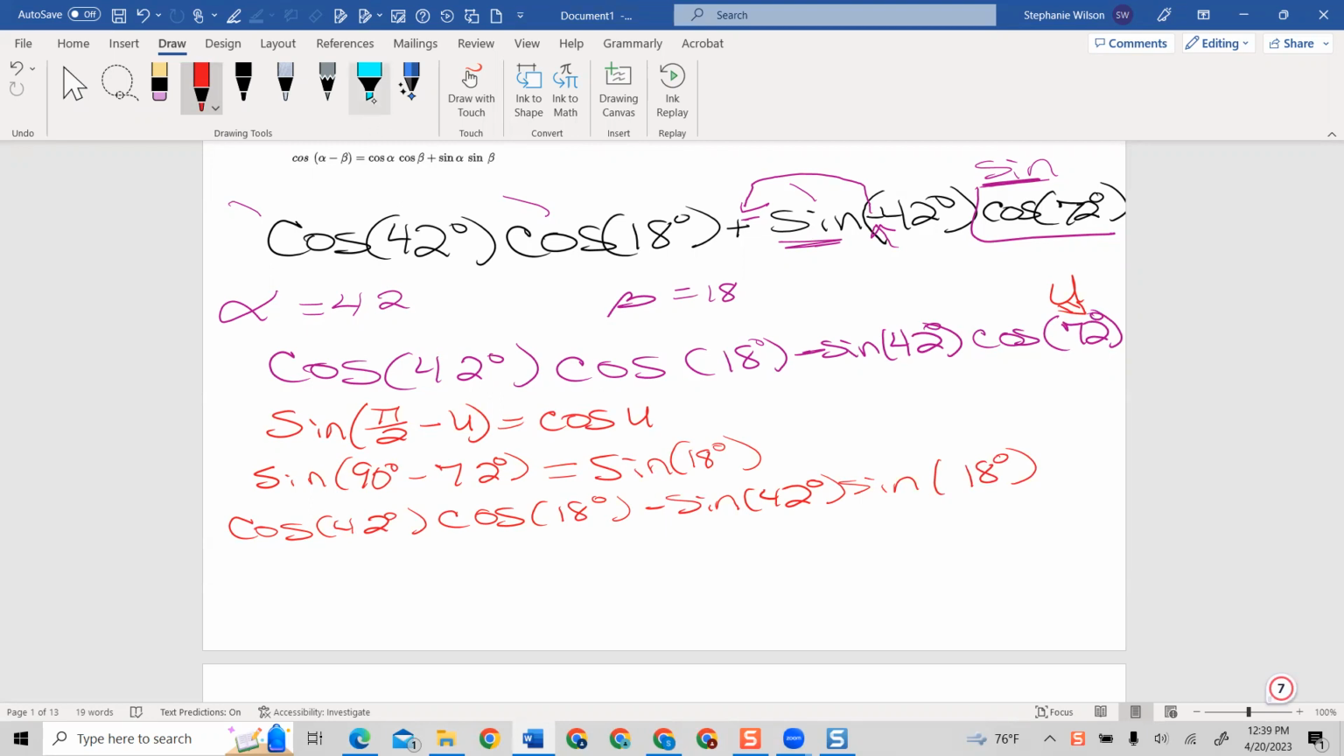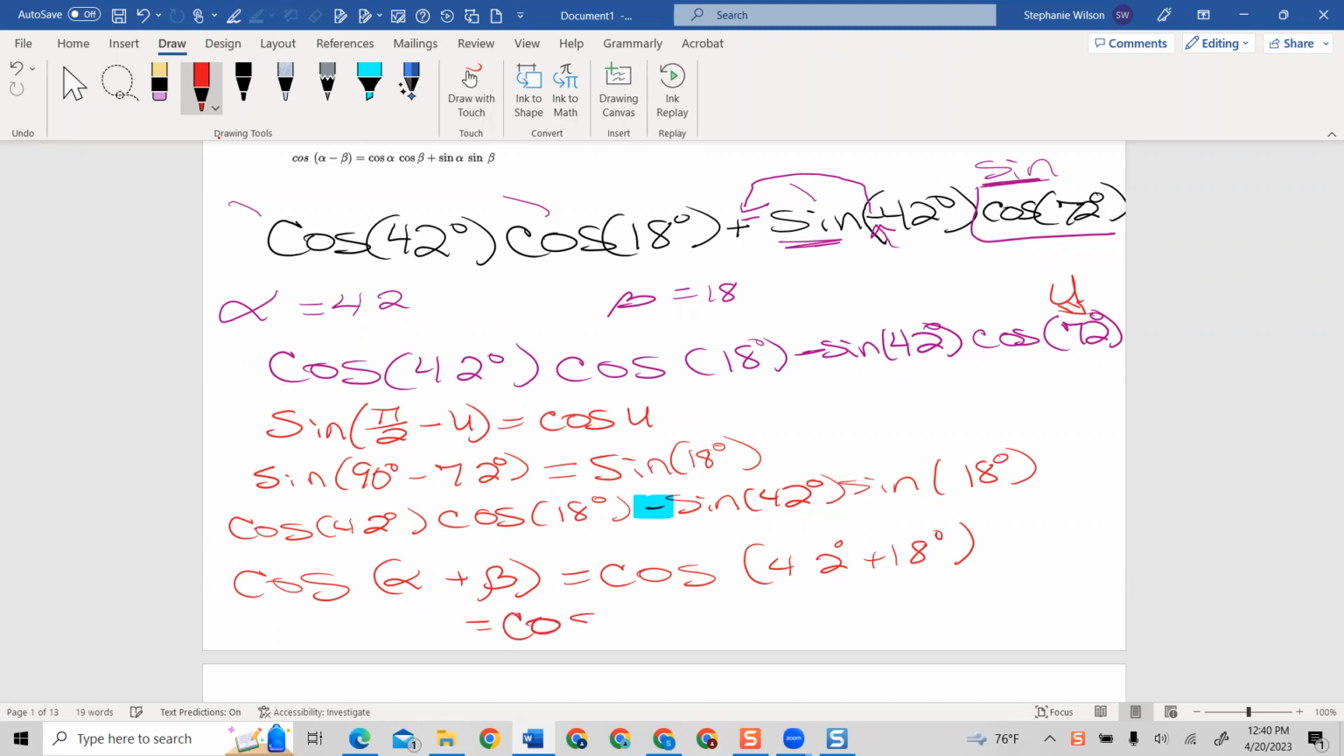And since we have this subtraction going on right here, we know that we're going to have cosine of alpha plus beta. And cosine of alpha is 42 plus 18. So what does that give me? Let's do the 42 plus 18. And I get 60. So now I have cosine of 60 degrees, which is a half. So that is my answer.